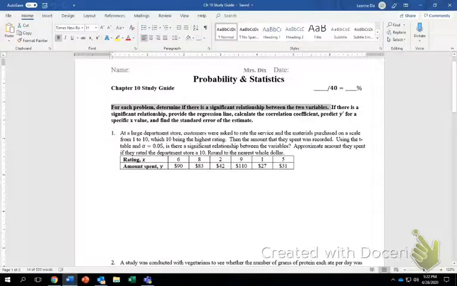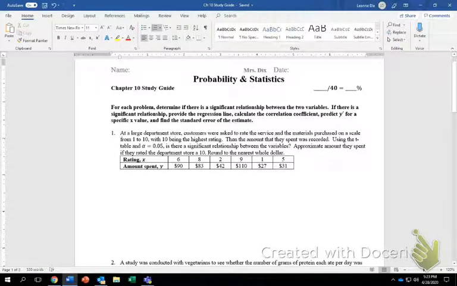This first example says at a large department store, customers were asked to rate the service and the materials purchased on a scale from 1 to 10, which should be with 10 being the highest rating. I'm going to change that while I'm thinking about it. All right, with 10 being the highest rating. Then the amount that they spent was recorded using the t-table. Okay, so we use the t-table, and alpha equals 0.05. Is there a significant relationship between the variables? Approximate the amount they spent if they rated the department store a 10 and round to the nearest whole dollar.